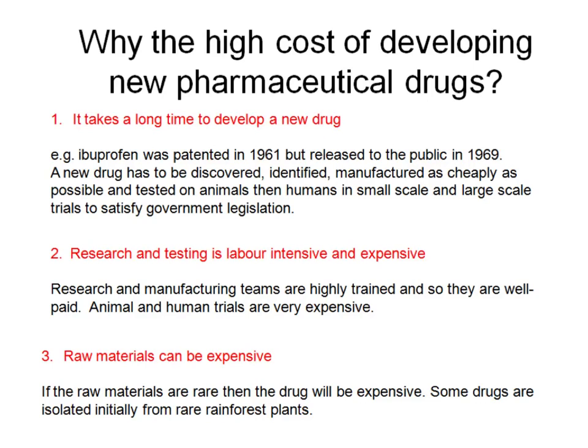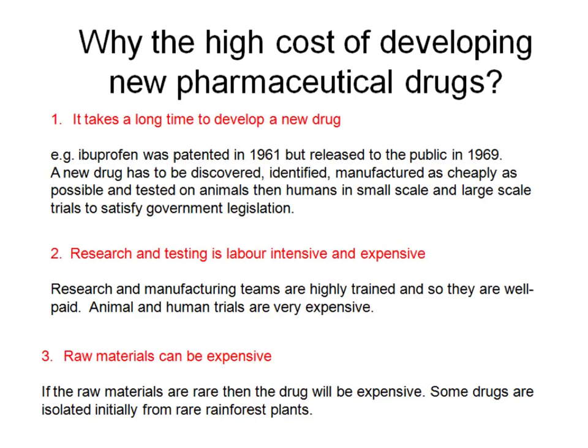come to market because in that time it had to be manufactured as cheaply as possible, had to be tested first on animals, then on humans in small and then large scale tests, and all of these things have to be done in order to satisfy government legislation to make sure it's safe to release to the public.